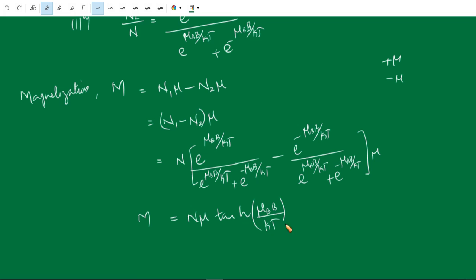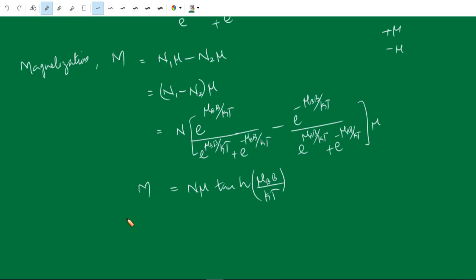Therefore, at equilibrium temperature T, there are N1 particles per unit volume in the lower level and N2 particles per unit volume in the upper level. So the effective magnetization, or the net magnetization, is equal to (N1 minus N2) times mu. From the Boltzmann distribution, you can write this as follows. Therefore the total magnetization is equal to N mu times tanh(mu B divided by kT) for a single electron.